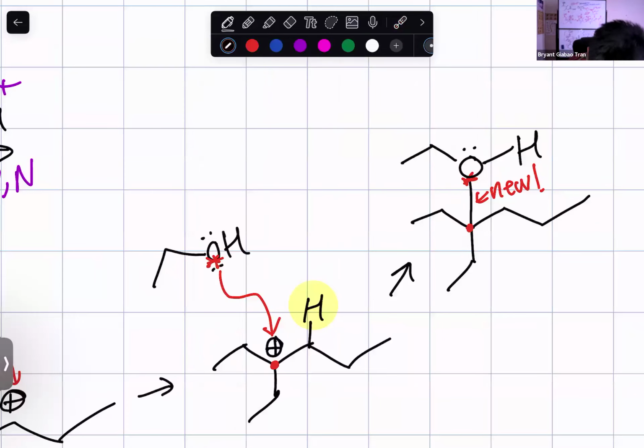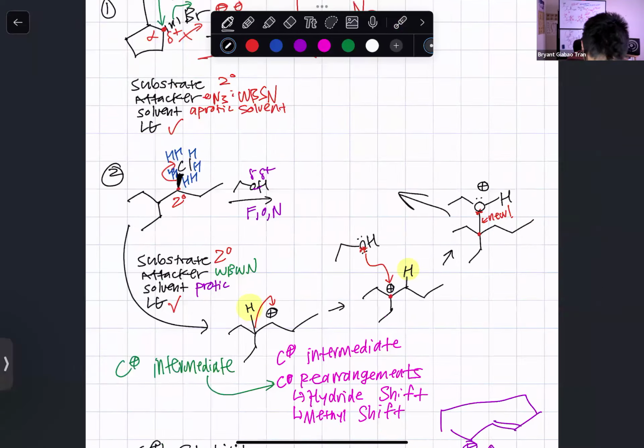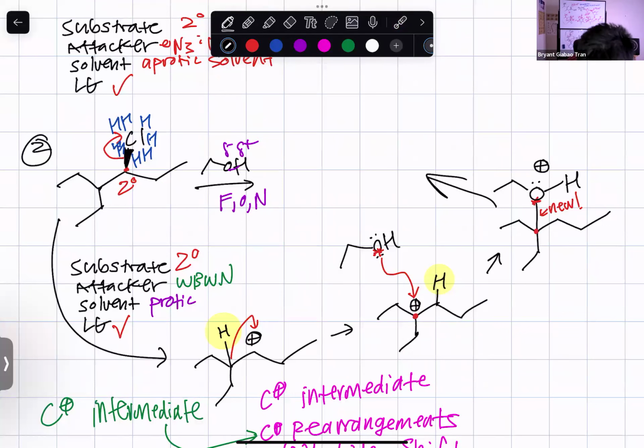Positive charge, right? Now there's one last step here to get to the final product. What do you guys think the last step is to get to the neutral stable product? How can we neutralize that positive charge?